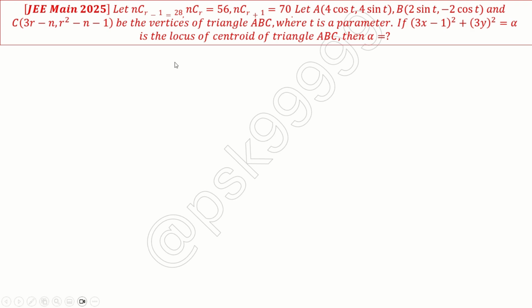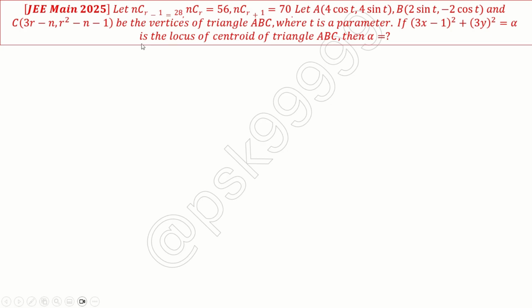There are 2 parts in this question. First thing is they gave a combination information, that is nCr minus 1 equal to 28, nCr equal to 56, nCr plus 1 equal to 70. So this is one part. Second part is they gave A, B, and C. A is 4 cos t, 4 sin t, and B is 2 sin t, comma minus 2 cos t, and C is 3r minus n, comma r square minus n minus 1. From where r and n came? From this nCr information.